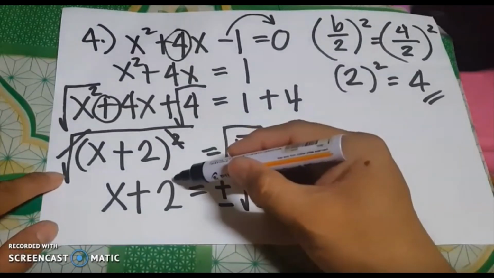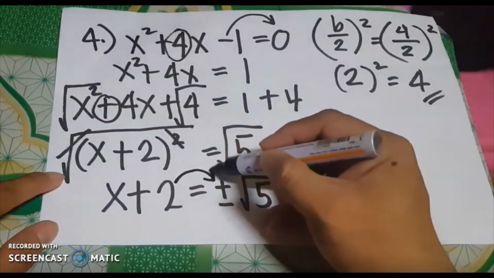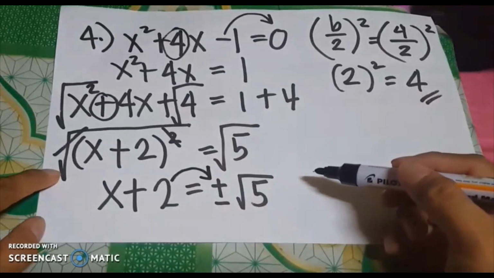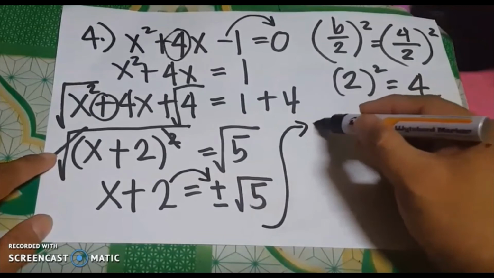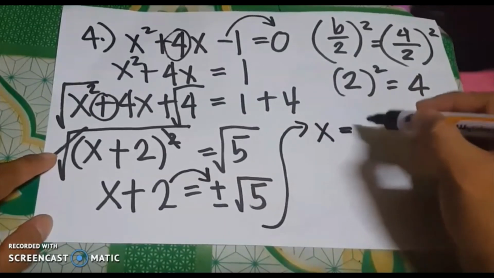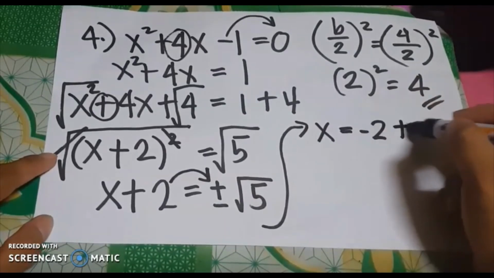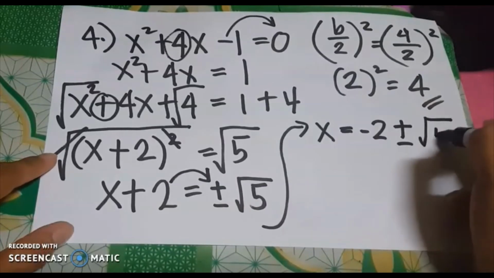Then the next thing we are going to do is to move 2 to the right side of the equation for us to have the solution. So let's continue it here. So we do have here x is equal to negative 2 plus or minus square root of 5.